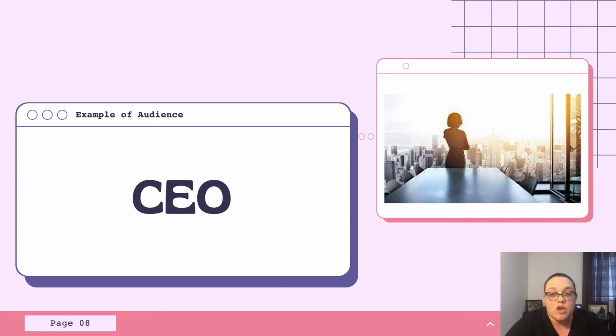Now, for instance, we know that a CEO is probably busy. They've got a lot on their plate. They're wearing a lot of different hats. They're doing a lot of different things. This means that they're going to want to have that bottom line right up front, right as you get going. They're going to want to know the point of the email and why you're emailing them and what you need from them. They're going to be skeptical.